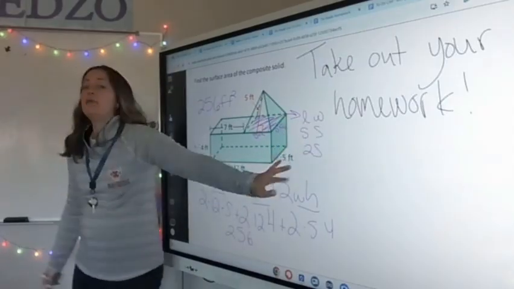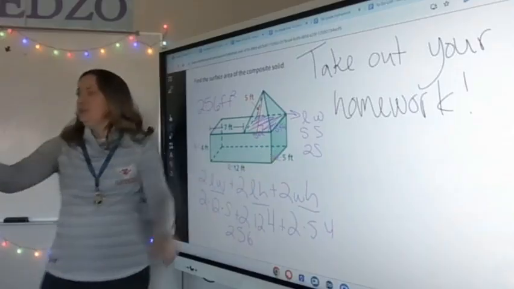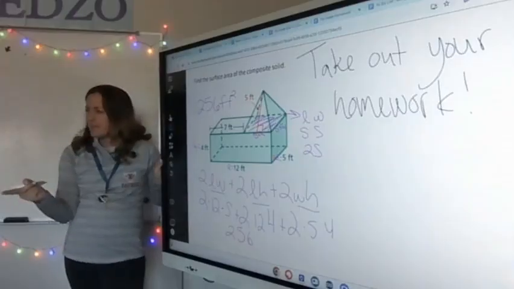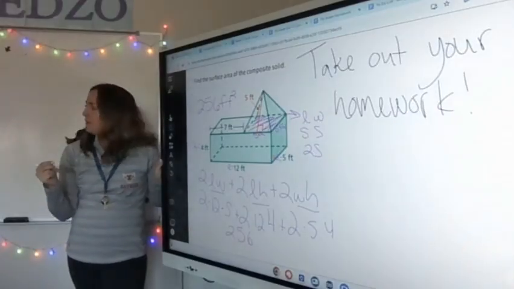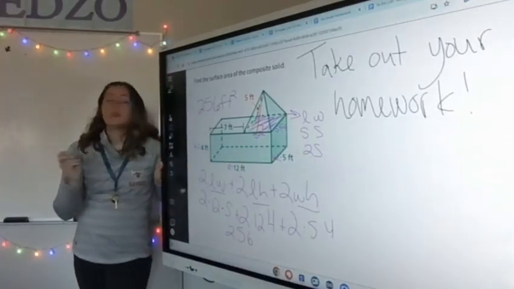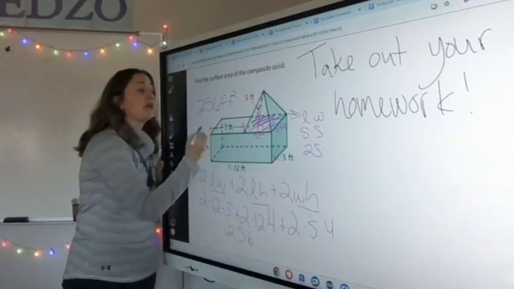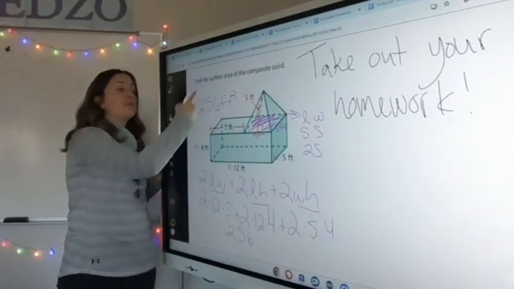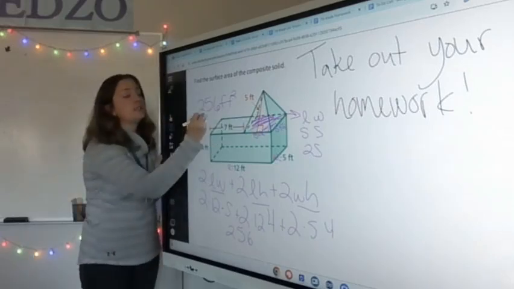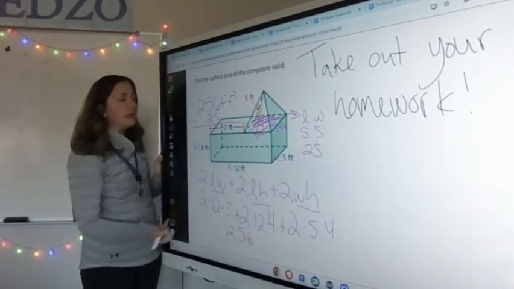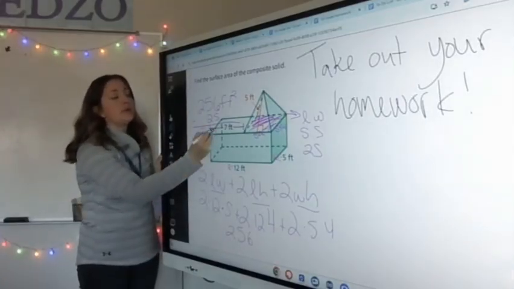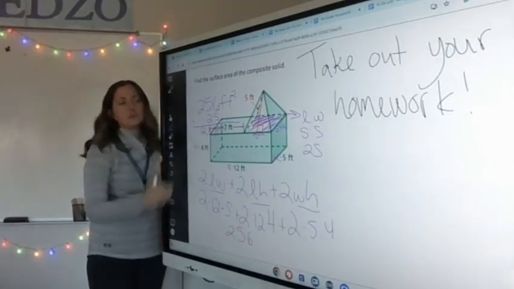Now, what do we have to do with that 25? If it was a triangle, we would divide it by 2. No. What did we just calculate? We just did the base. So this is the area we have to subtract from this prism because it's not included. So we're going to subtract 25. And when I subtract 25, that's 231. So we have 231 feet squared for just the prism.